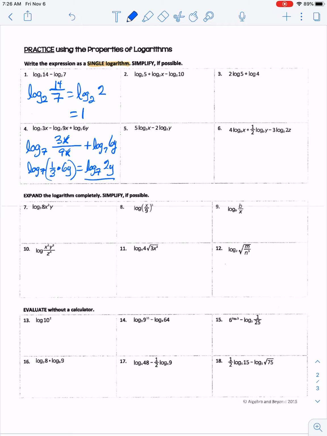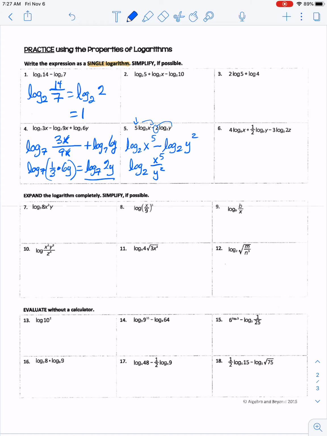Let's grab number 5 right here. We have a number in the front that's going to come up as an exponent. So this becomes log base 2 of x to the 5th, minus, number in the front again coming up as an exponent, log base 2 of y to the 2nd. Subtract means divide with our properties. So log base 2 of x to the 5th over y to the 2nd, and that's your final answer.